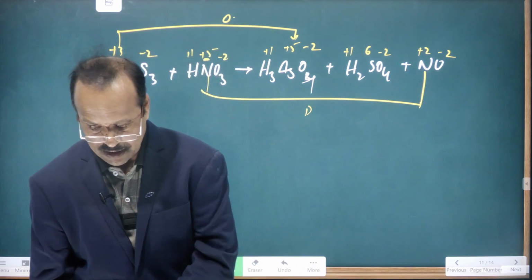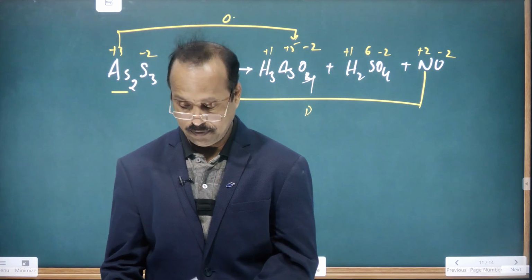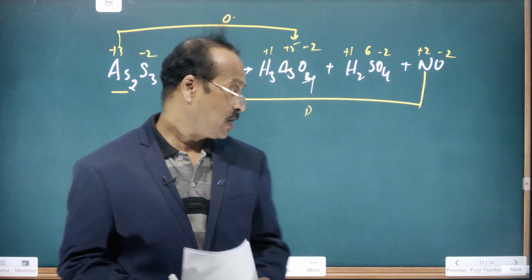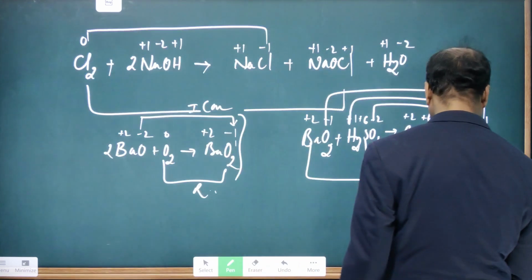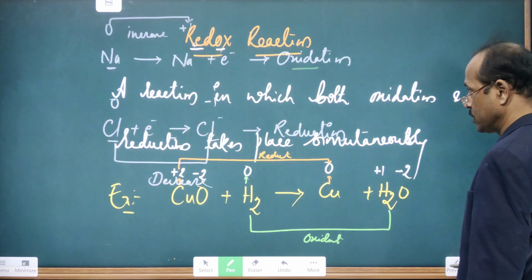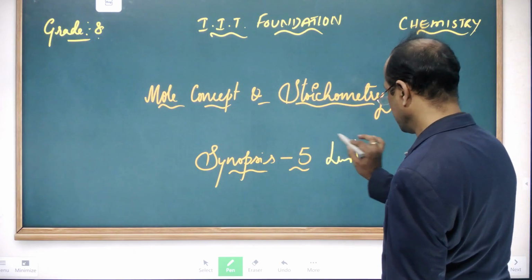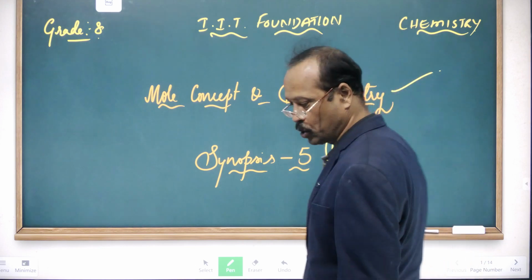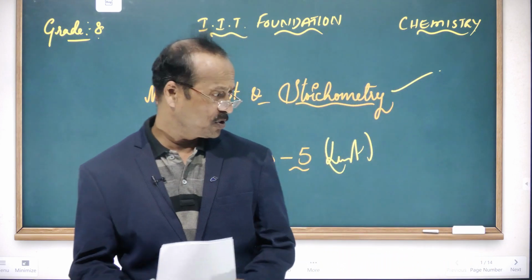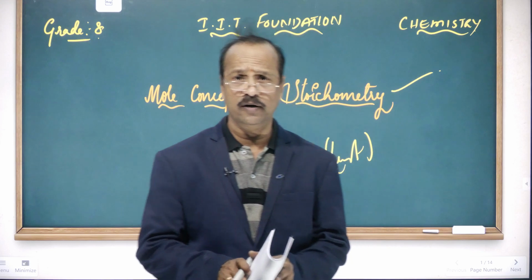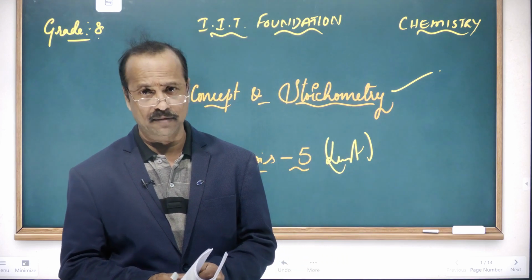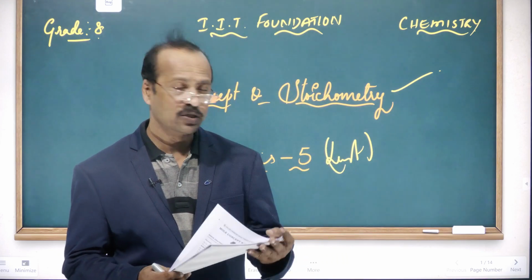With this we stop today's class. With this synopsis 5 of stoichiometry, which is the last topic of stoichiometry and the mole concept, this chapter is done. Now we are left with only one chapter, students, that is behavior of gases.